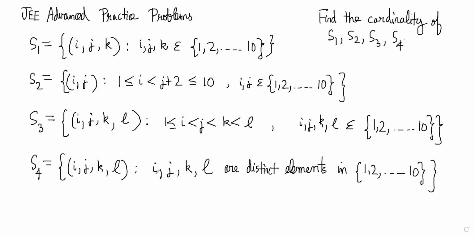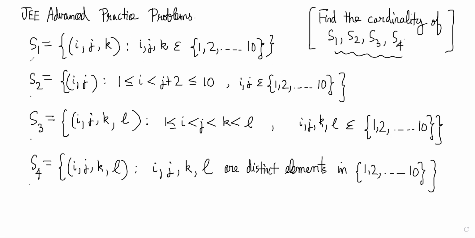Hi, in this video, we are going to look at some practice problems for JEE Advanced. So this is the first question. Here we have listed four sets, S1, S2, S3, S4. The conditions are given for each of these sets, and the question is basically finding the cardinality of each of these sets. So we have to find the number of elements in each of these sets, right?